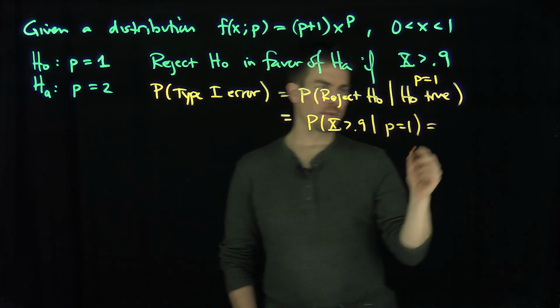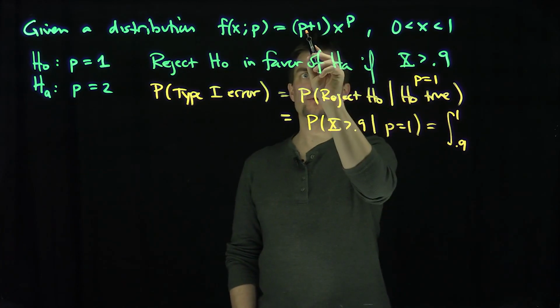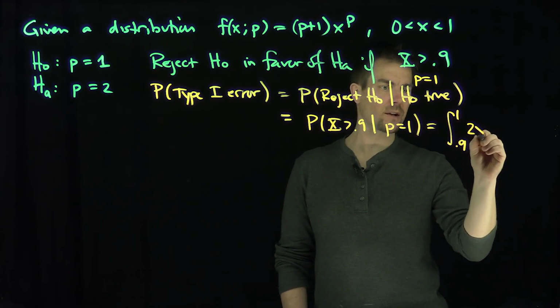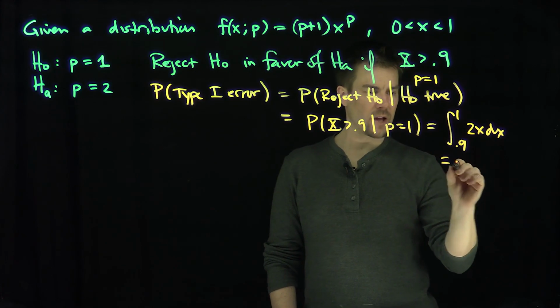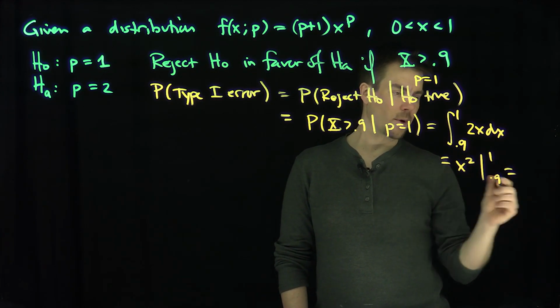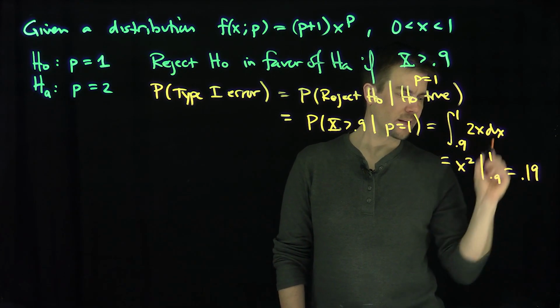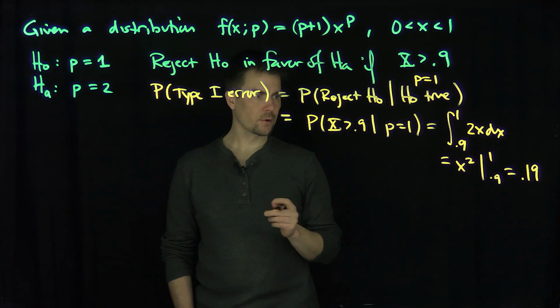And of course, that's just the survival function. It's going to be the integral from 0.9 up to 1 of, now p is equal to 1, so this is a 2x, so 2x dx. So that gives me an x squared from 0.9 up to 1. And that gives me 1 minus 0.81, which is going to give me 0.19. Okay, great.